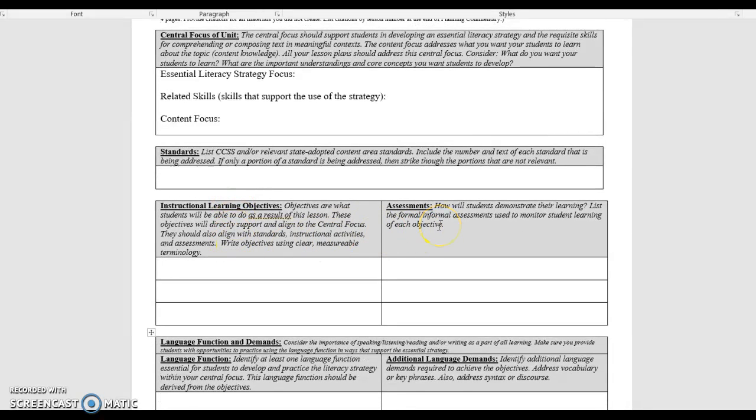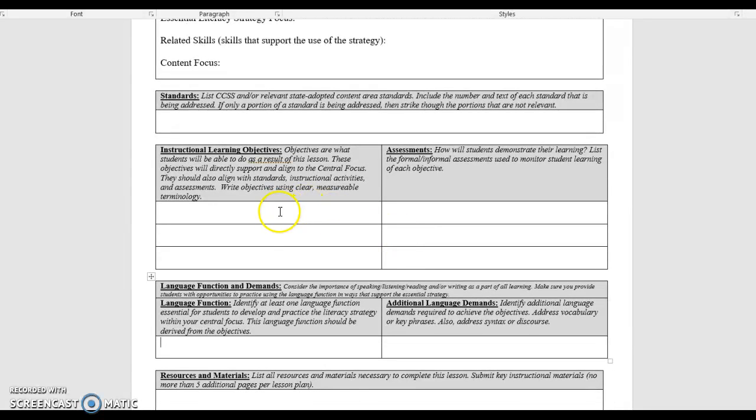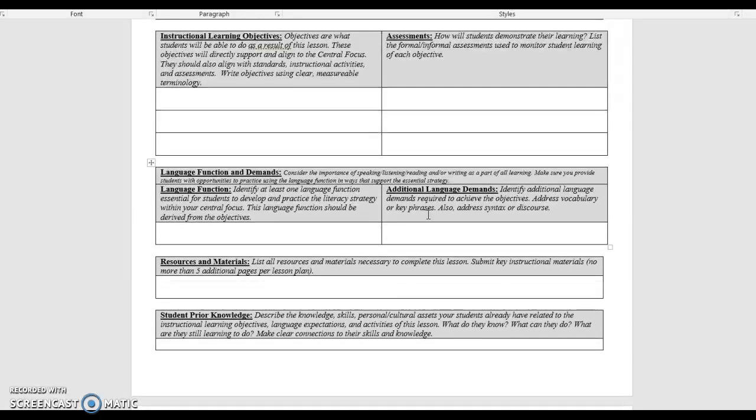And the assessments are used to assess what students have learned, and they can be informal or formal, and informal can be something that's not collected. It can be like pair shares, and the teacher walks around and listens in to what students are saying, or it can be formal where students are writing something and then turning it in. And then for each instructional learning objective, you need to have an assessment, a form of assessment.